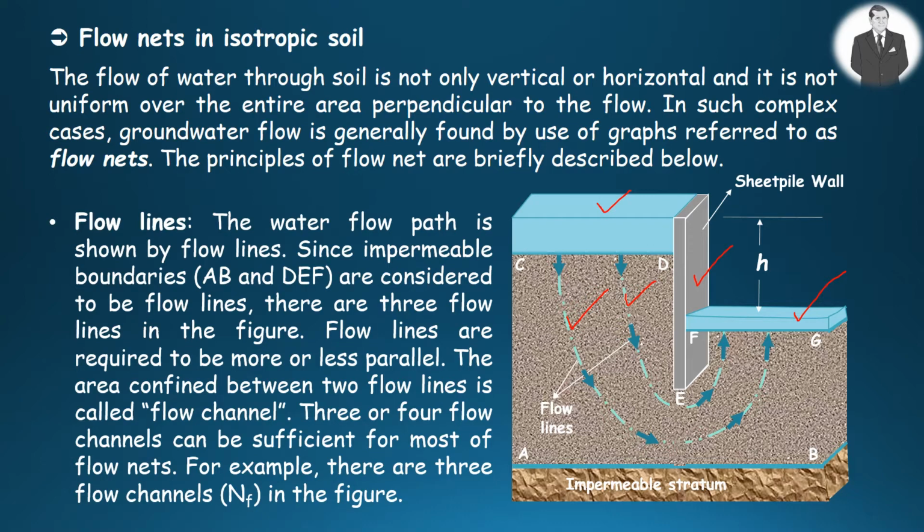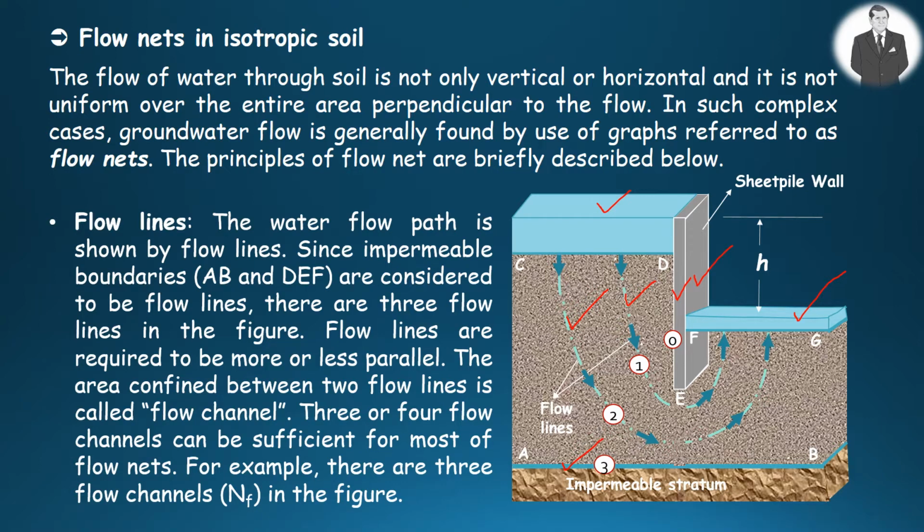Since impermeable surfaces such as AB and DEF are considered to be flow lines, in this case, there are three flow lines as illustrated in the figure. Numbering of flow lines starts with 0.